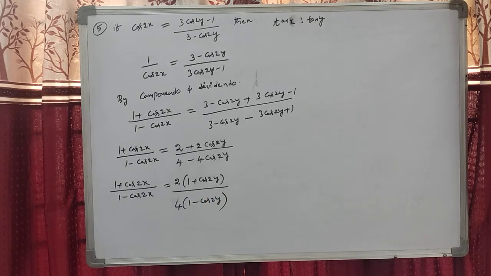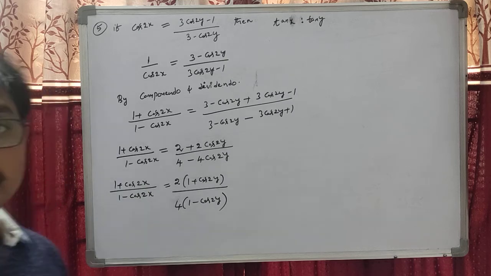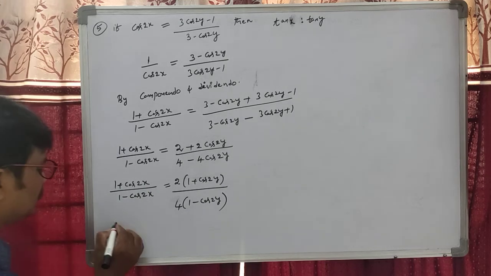So dear students, what is the form? 1 plus cos 2x is 2 cos square x. So what is it, students?